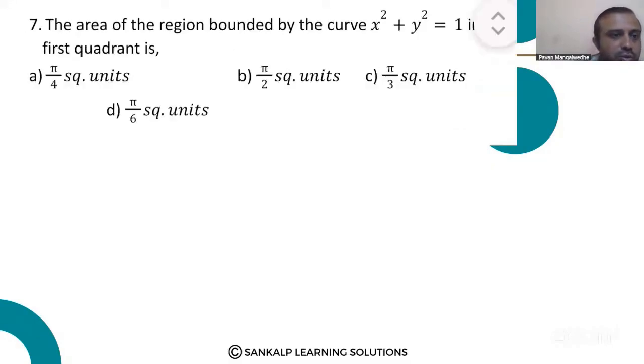Go to the next question, students. The area of the region bounded by the curve x square plus y square is equal to 1 in the first quadrant is what? The options are pi by 4, pi by 2, pi by 3, and pi by 6 square units. Let's try to solve this.